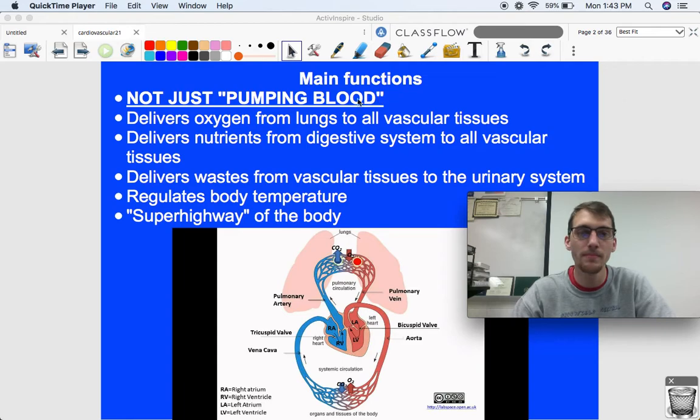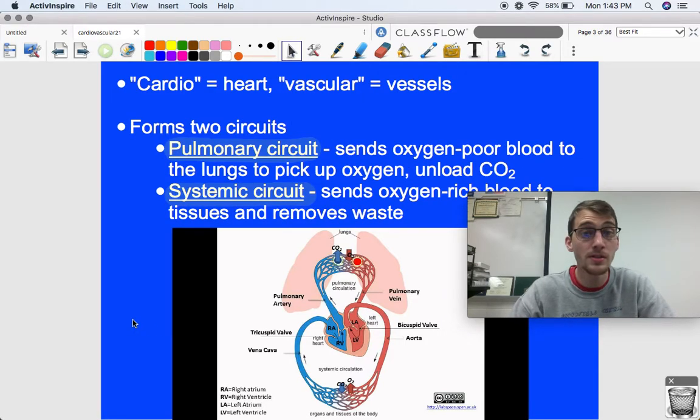But yeah, these are more specifically the functions of the cardiovascular system. It's not just pumping blood. It's getting oxygen, nutrients, and wastes, regulating body temperature, all that stuff. Those are the functions of the cardiovascular system.